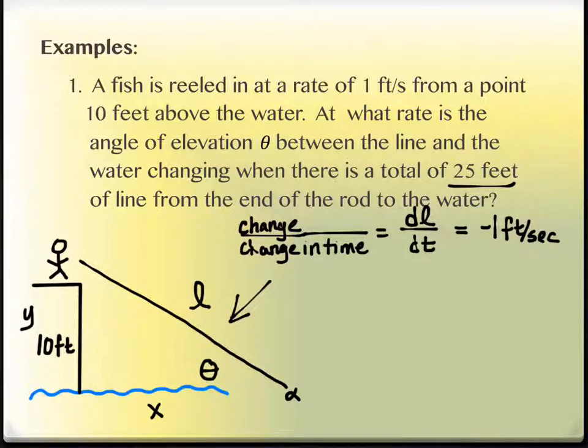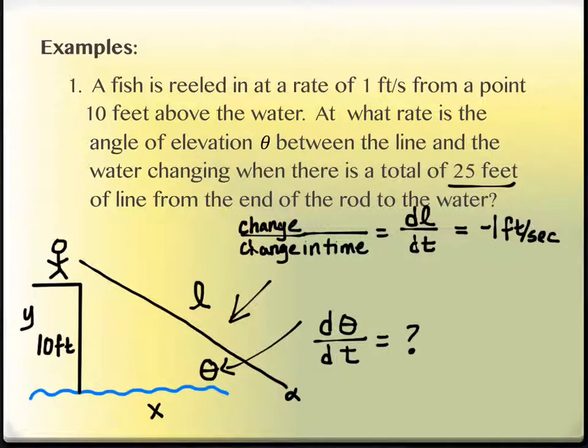So what is it that we're actually asked to find related to this? Rate is d theta dt. It's the change in theta with respect to the change in time. It's a derivative. And this is the quantity that we don't know. Good so far? We do not know that value.